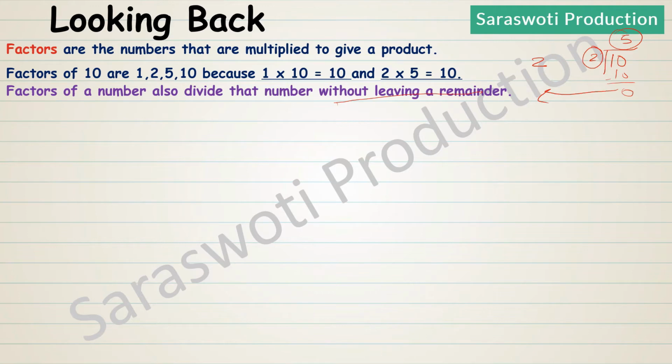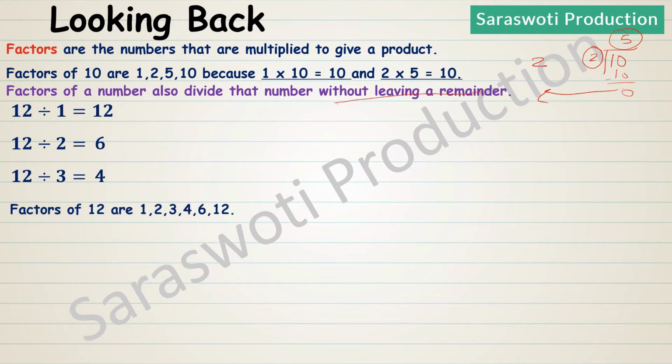With this, we have learned what are factors and how to see if a given number is a factor of another number or not. Let's see one more example of 12. 12 divided by 1 is equal to 12. 12 divided by 2 is equal to 6. And finally, 12 divided by 3 is equal to 4. So here we have factors of 12 are 1, 2, 3, 4, 6 and 12. With this we have learned what are factors. So very simple, yes? Now let's see what are common factors.